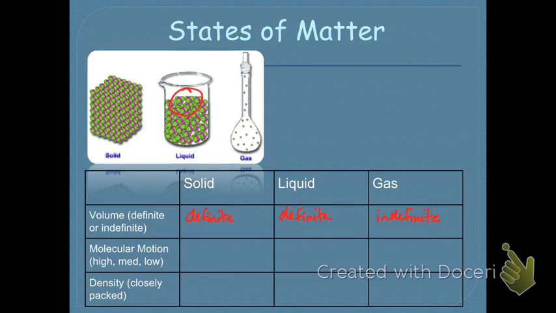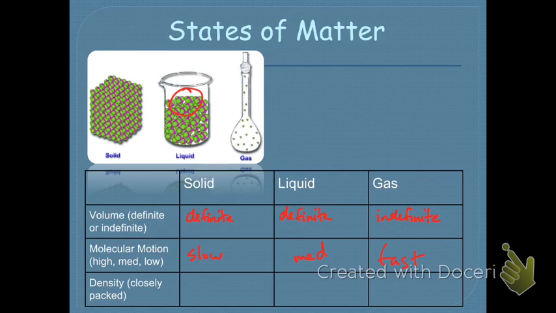When it comes to molecular motion, solids are going to be your lowest or slowest. The molecules are actually not even moving, they're just vibrating in place. They're very ordered. And then for liquids the molecular motion would be medium, I guess, they're moving, but they're still in contact with each other. And then gas is the fastest.